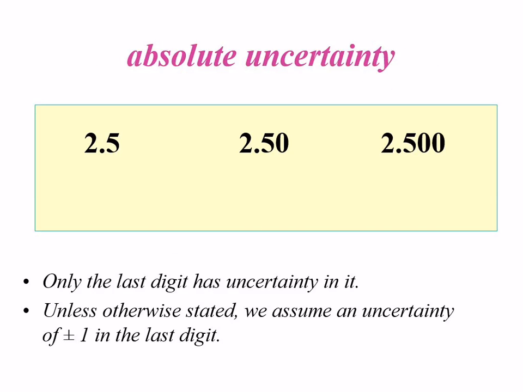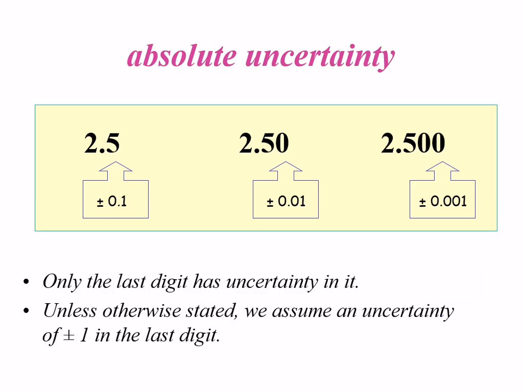So how does this go? The absolute uncertainty, the play, we'll look at it that way, of the first one is 0.1. The play of the next one is 0.01. The play of the other one is 0.001. So to get relative uncertainty, we're going to take that wiggle, that uncertainty, and divide it by the real value, which is 2.5, 2.50, and 2.500.